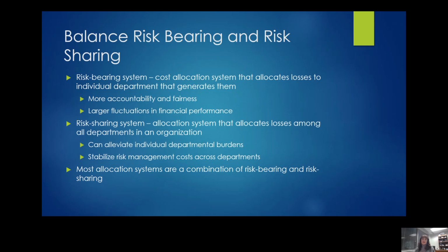Risk-bearing versus risk-sharing. At one extreme, you have risk-bearing, where the department that generates the loss actually gets allocated that cost. They are the ones that bear the risk. They cause the risk, they bear the cost associated with it. To me, that is more accountability and better fairness to the departments. However, if there's a catastrophic year here and there, it's going to cause a lot of fluctuations in the financial performance of that particular division or department.